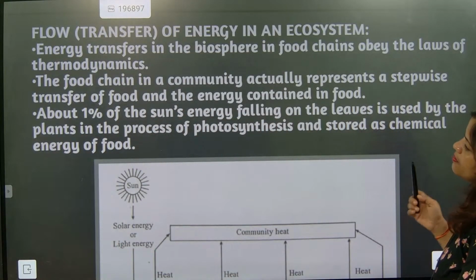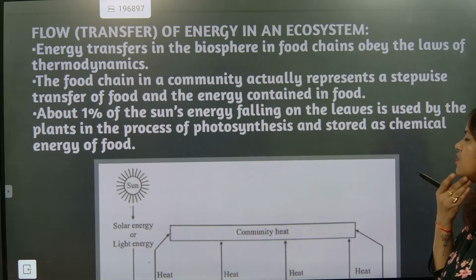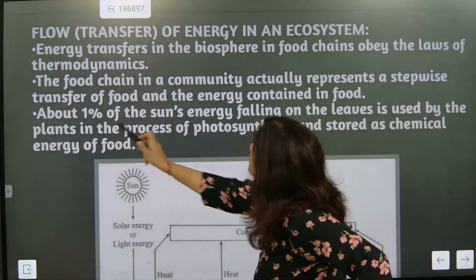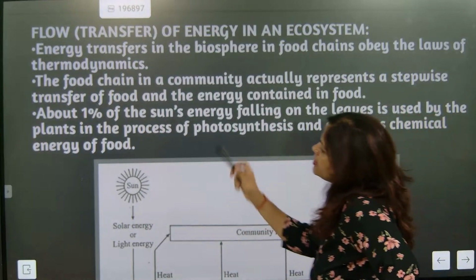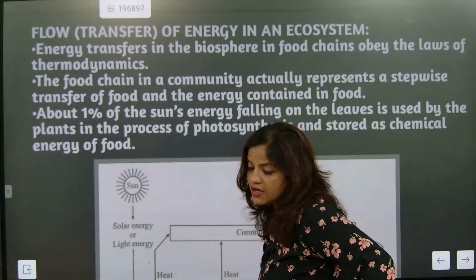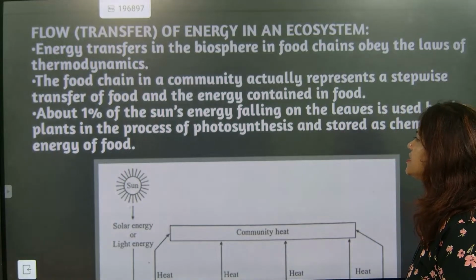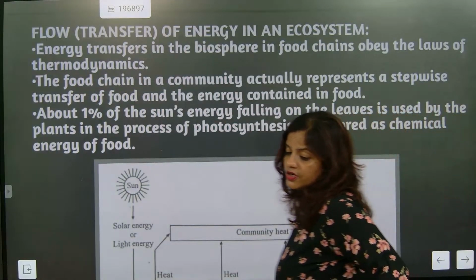So now, the plant, in the process of photosynthesis, stores it as chemical energy of food. Today you need to understand that about 1% of the sun energy falling on leaves is utilized by the plant in the process of photosynthesis. If sun energy is present, how much percentage is utilized? Only 1% of sun energy.